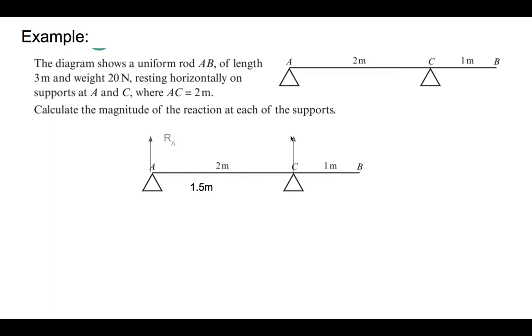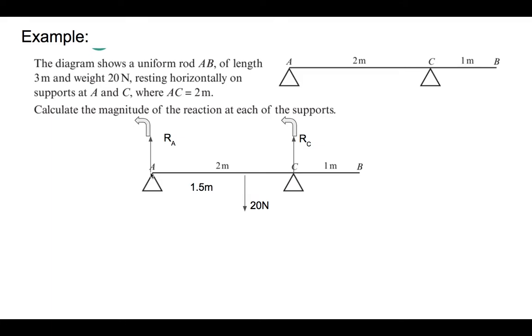The one at A I'm going to call RA, and the one at C I'm going to call RC. As I said before, because it's a uniform rod, the weight, that 20 newtons, will act 1.5 metres away from A. It'll act directly in the middle, and that's because it's a uniform rod. Okay, coming back to my arrows now.